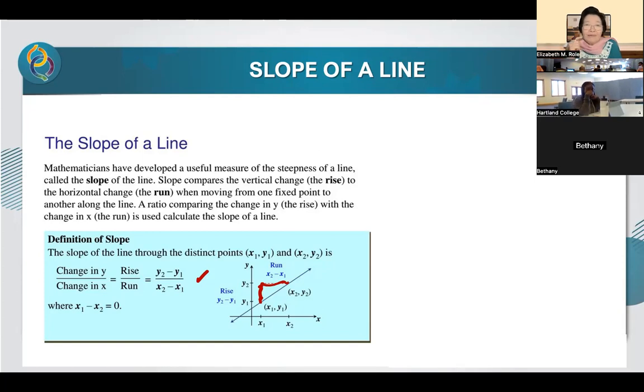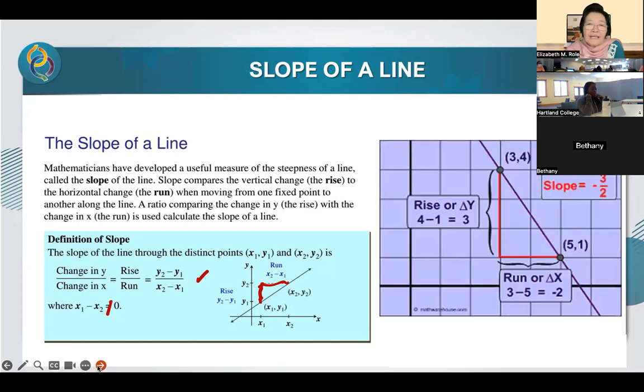With, of course, a very important restriction: x1 should not be equal to x2. Your x1 minus x2 should not be equal to 0, because if it's 0, then we will have a 0 in the denominator. So x1 minus x2, or x2 minus x1, must not be equal to 0. Okay, so let us proceed.